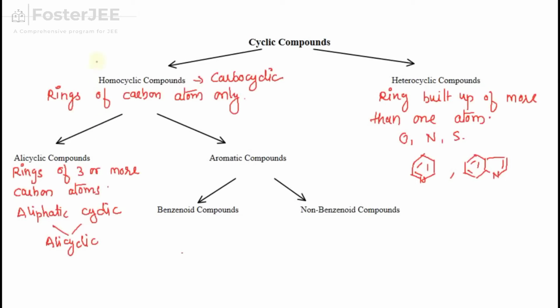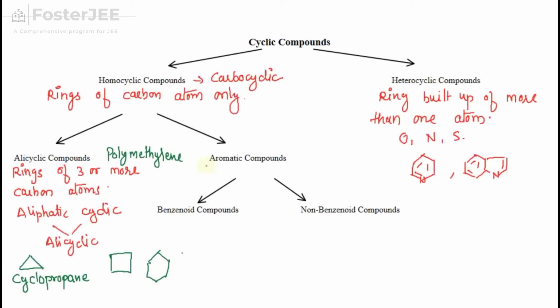It is also known as polymethylene compound because 3 or more methylene groups are attached with each other in a ring form. That is why it is known as polymethylene compound. The examples are cyclopropane, similarly cyclobutane, cyclohexane and cyclopentane.